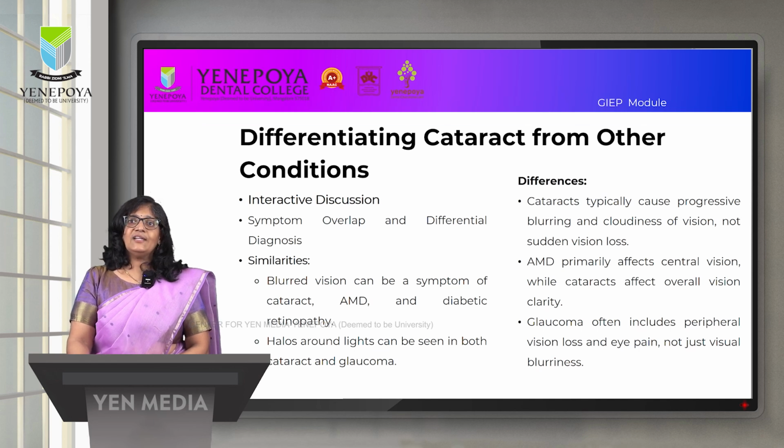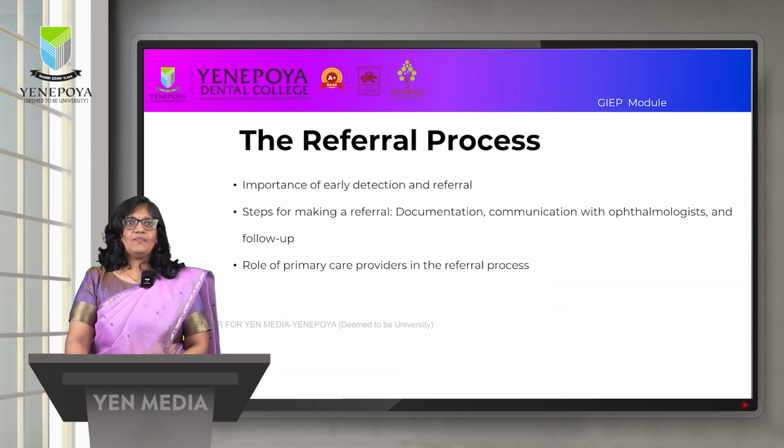Age-related macular degeneration mainly affects central vision. Cataract affects overall clarity of the vision. Glaucoma is another condition which affects peripheral vision. It may be associated with eye pain and other symptoms also like halos, not just loss of vision.